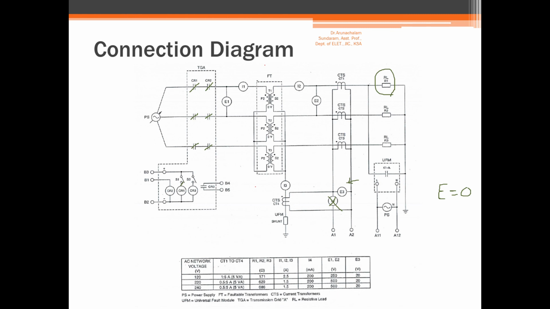In the next part of the experiment, we are going to close this contact and create a fault outside the zone of protection, and we are going to check whether the restricted earth fault protection is stable or not stable. Then we are going to manually open and close this button to energize and de-energize the transformer and check whether the scheme is stable or not stable. So these are the several parts of the experiment that you have to try in the lab class.